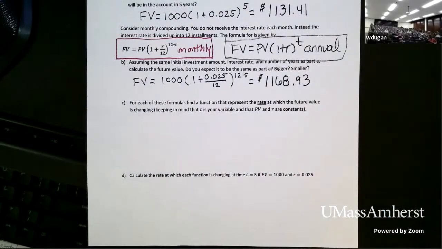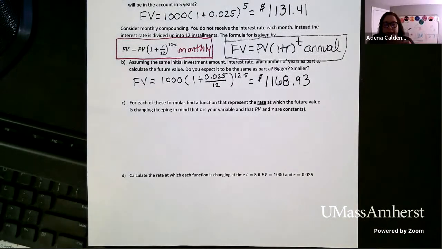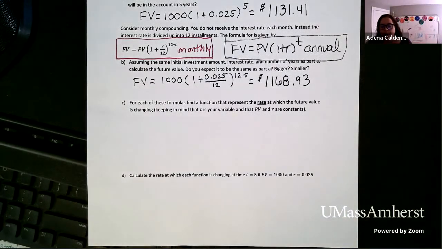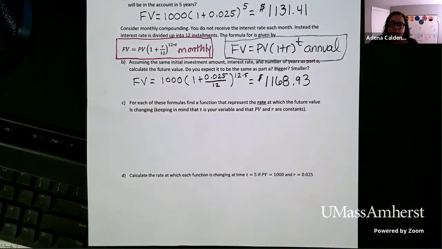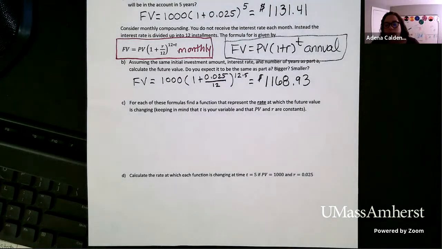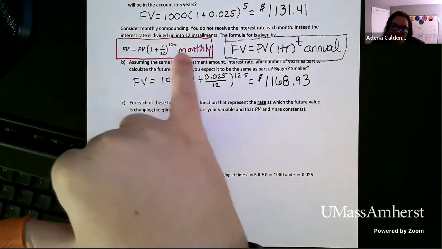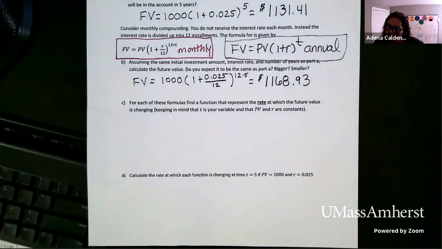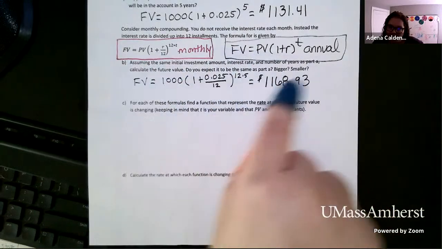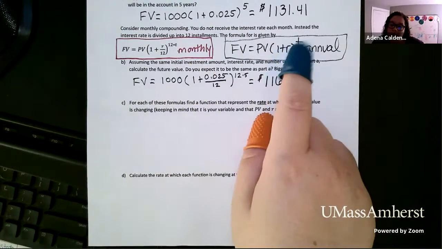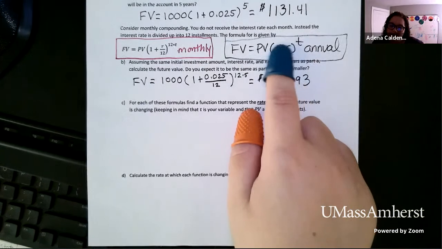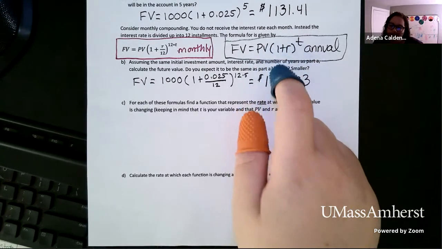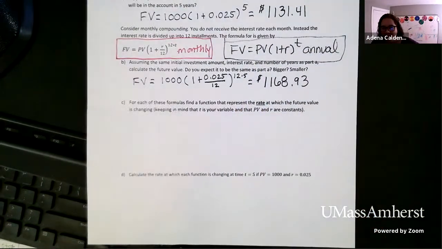So for part C, we want to take these formulas and find a function that represents the rate at which the future value is changing. Whenever we see the word rate, we should be thinking derivative. So we are trying to find the derivative of each of these functions. Again, these are exponential. This one is easier, because here your base is 1 plus r. So you just have to think about how that applies to what we've been doing.